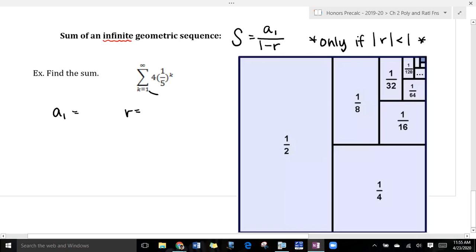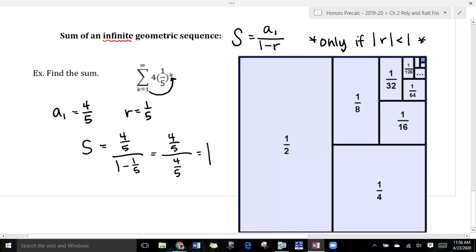So first term I'm going to get by plugging 1 in for k. So that's just 4 times a fifth, or 4/5. And then r, remember, is just that number that's being raised to the power. So r is 1/5. Okay, so now we can go ahead and find our sum. Sum equals a1 divided by 1 minus 1/5, which would be equal to 4/5 over 1 minus a fifth, which is another 4/5. So it looks like on this one, we have a sum of 1.